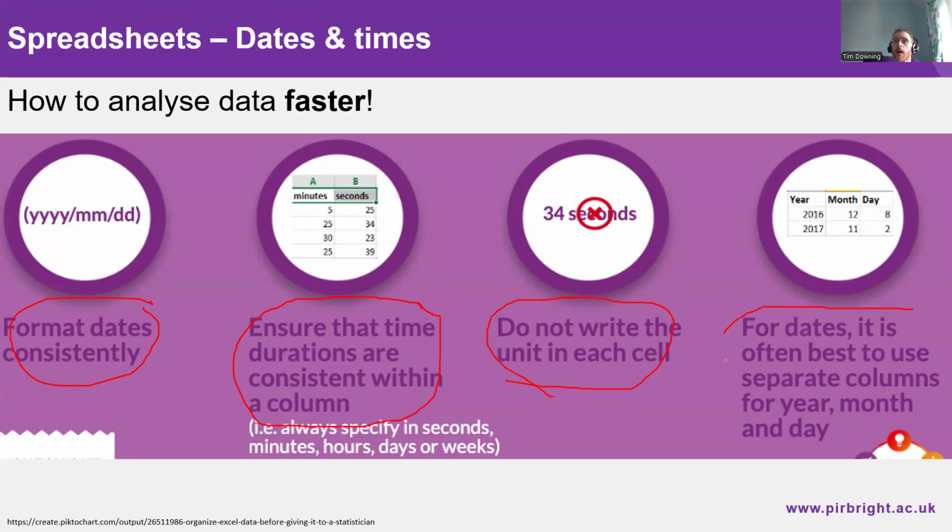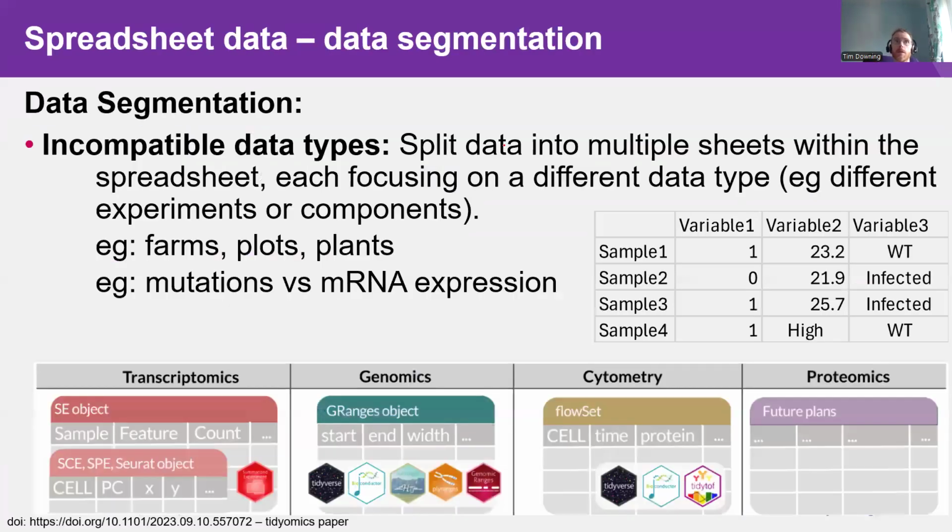For dates, because of the way that spreadsheets function, it's best to use separate columns for year, month, and day. A further nuance to this is that if we move from dealing with a single spreadsheet to dealing with multiple spreadsheets, we might want to segment our data, so basically have it across multiple spreadsheets. So we may have different data types that are present.